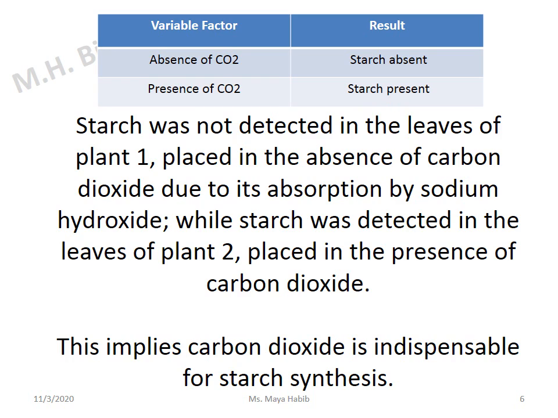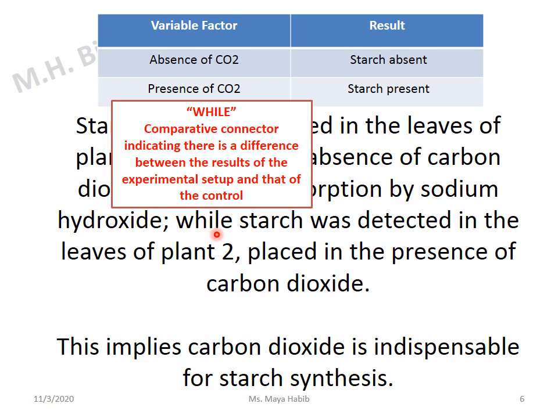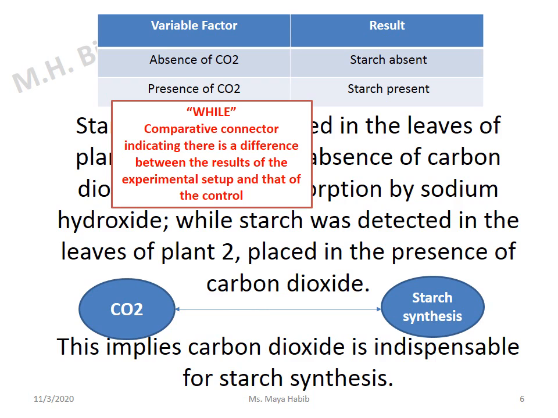So, the answer would be: starch was not detected in the leaves of plant 1, placed in the absence of carbon dioxide due to its absorption by sodium hydroxide, while starch was detected in the leaves of plant 2, placed in the presence of carbon dioxide. Thinking about such results will lead you to know the relation between the variable factor, which is the carbon dioxide, and the result, which is in this case, starch synthesis. So, this leads to a significance, which is: carbon dioxide is indispensable for starch synthesis in plants.